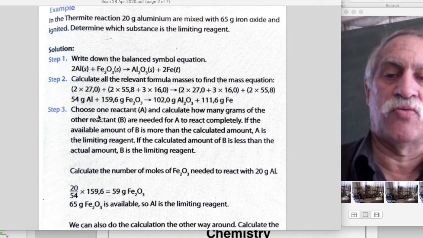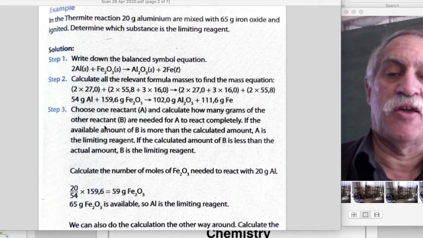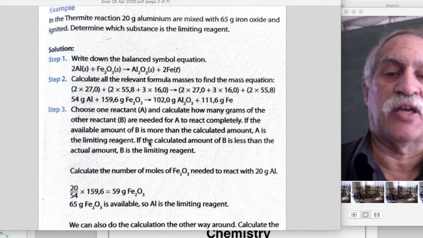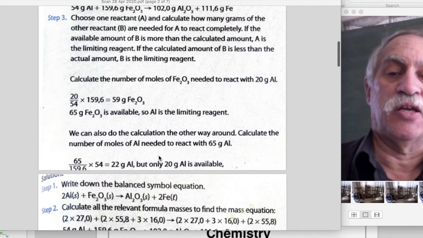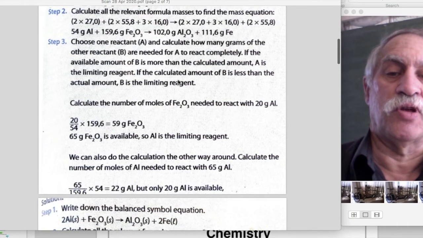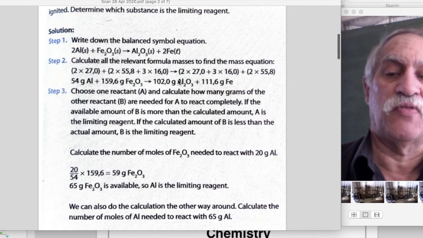Choose one reactant A and calculate how many grams of the other reactant B are needed for A to react completely. If the available amount of B is more than the calculated amount, A is the limiting reagent. If the calculated amount of B is more than the actual amount, B is the limiting reagent. Calculate the number of moles of iron oxide, Fe2O3, needed to react with 20 grams of aluminium.